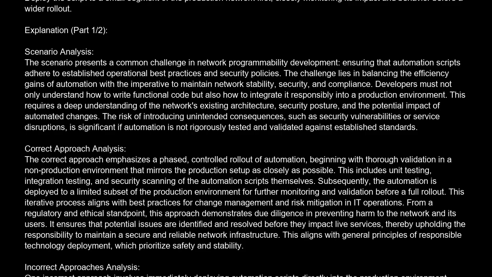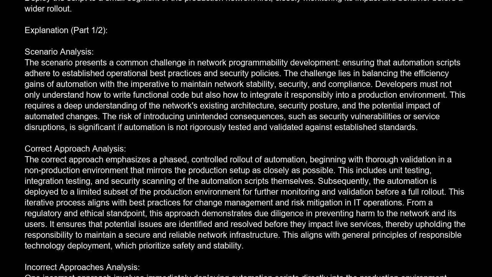Correct approach analysis. The correct approach emphasizes a phased, controlled rollout of automation, beginning with thorough validation in a non-production environment that mirrors the production setup as closely as possible. This includes unit testing, integration testing, and security scanning of the automation scripts themselves. Subsequently, the automation is deployed to a limited subset of the production environment for further monitoring and validation before a full rollout. This iterative process aligns with best practices for change management and risk mitigation in IT operations.